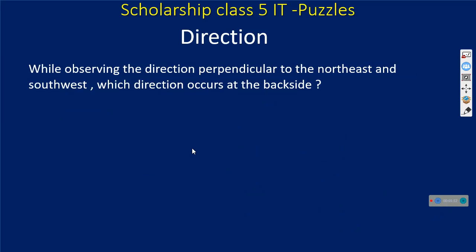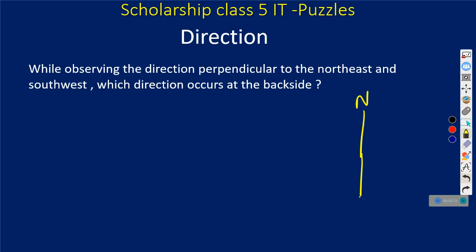While observing the direction perpendicular to the northeast and southwest, which direction occurs at the back side? The question is, while observing the direction perpendicular to northeast and southwest, which direction occurs at the back side? For this particular question, you need to have the idea about northeast and southwest. Let me draw it here.